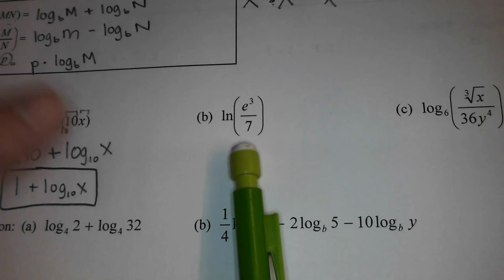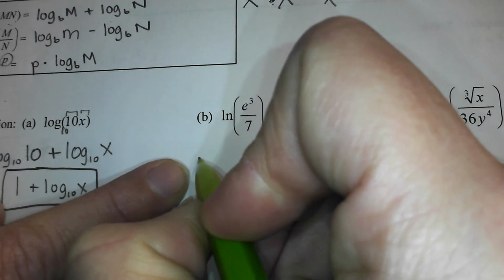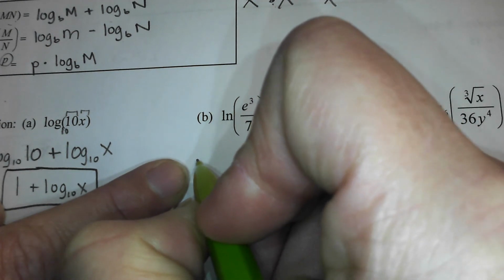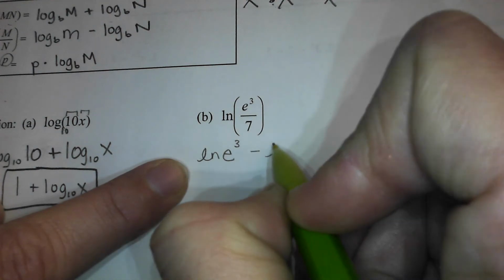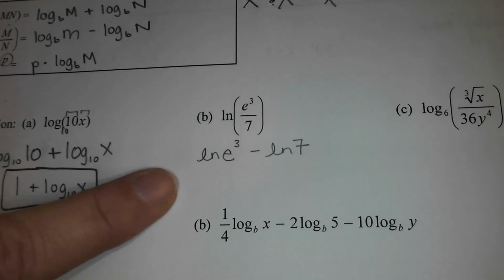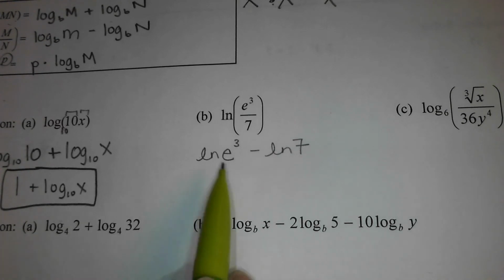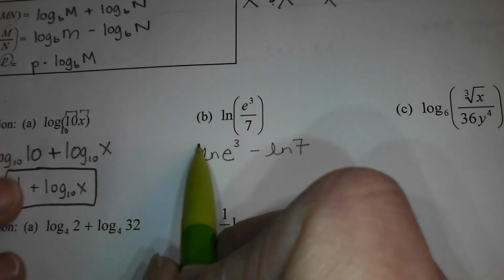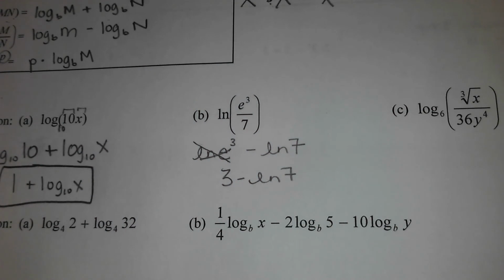Maggie, try to expand that one for me. Yes. And then, Val, what could you simplify about this? To what? Cancel. So that's just 3 minus the natural log of 7. So it looks totally different than the original.